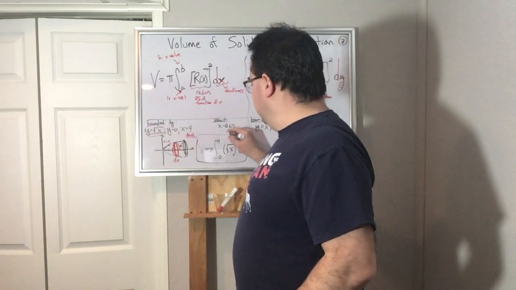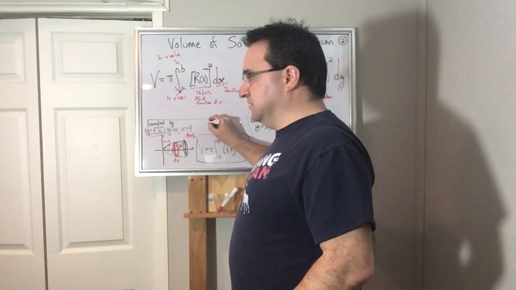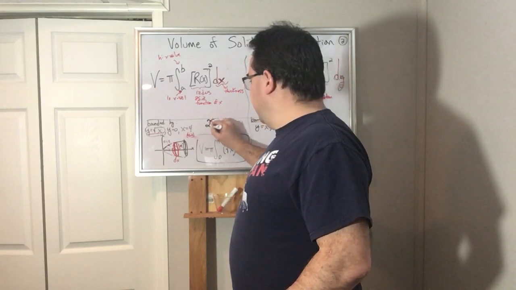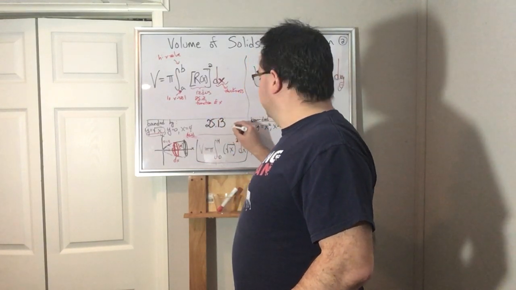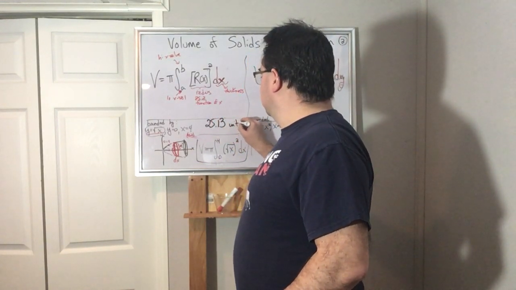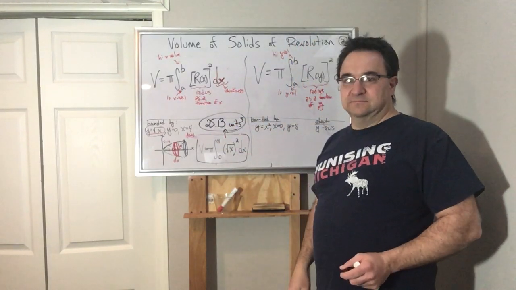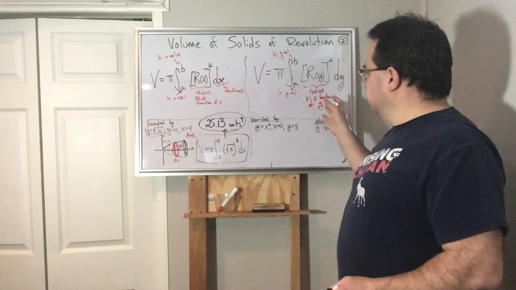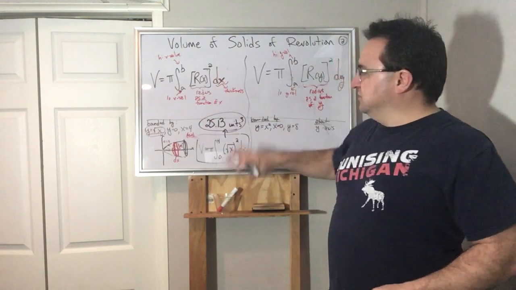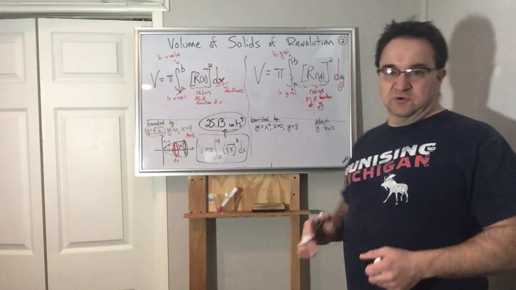And for this one, I'm out of space. I'm going to erase right here. 25.13, and that would be units cubed when I plug that in the calculator. Now we're going to do this one. I'm actually going to erase all this stuff so I have a little more space here.